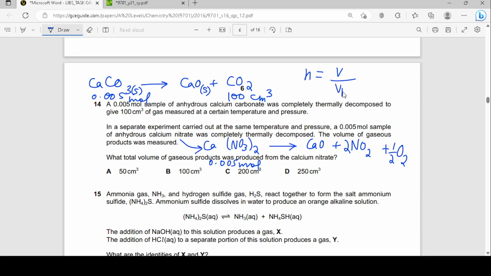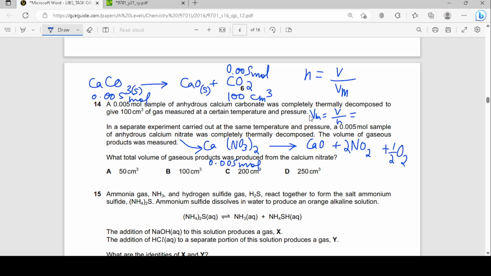So I'm just going to take it as Vm, which represents the molar volume, like the volume of 1 mole of the gas at this certain temperature and pressure, basically. And we have to find what the molar volume is. Okay, so Vm equals V over n. And from the equation, this is a 1:1 molar ratio, right? So if there's 0.005 moles of CaCO3, there's going to be 0.005 moles of CO2, okay?